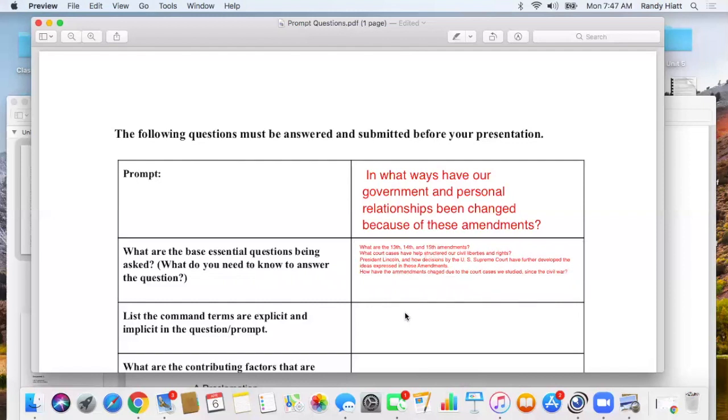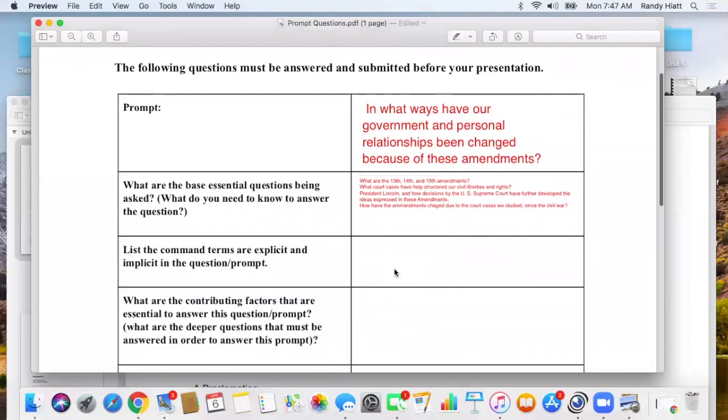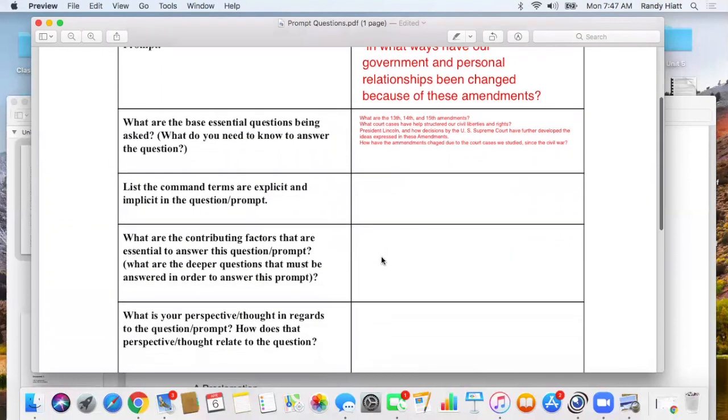Okay, so that gets us a start. So now we can go and list the command terms. What are the explicit and implicit command terms inside the prompt? In what ways have our government and personal relationships changed because of these amendments? If there's nothing explicit in the prompt, then what are the implicit command terms?